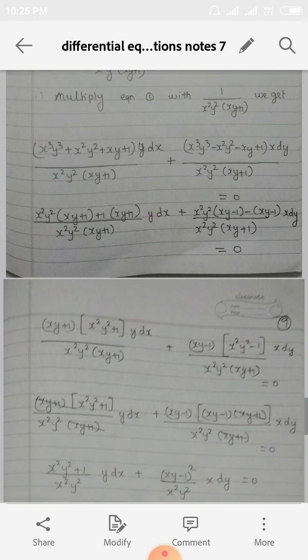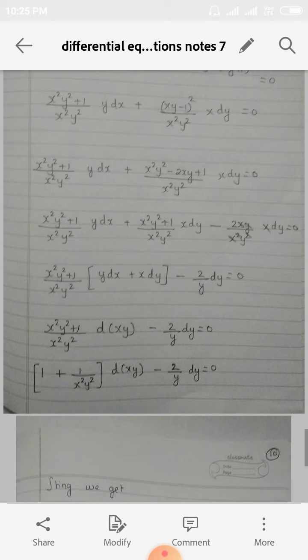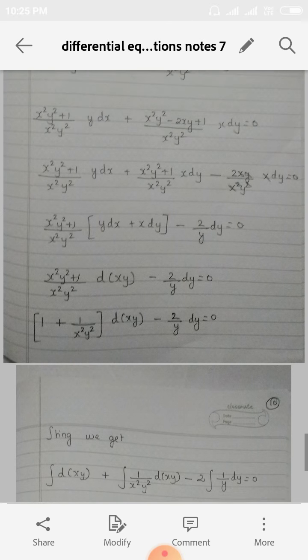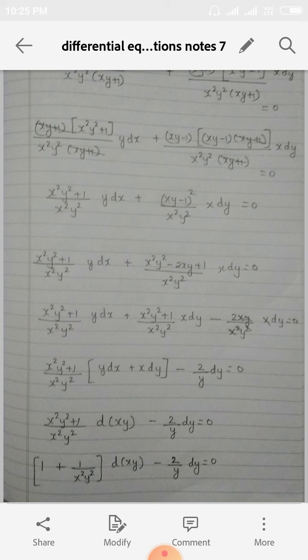After rearranging the terms, what equation do we get? (x²y² + 1)/(x²y²)·y dx + (x²y² + 1)/(x²y²)·x dy − 2xy/(x²y²)·x dy = 0. The next step, take (x²y² + 1) divided by x²y²: we get y dx + x dy, and here the x gets cancelled, so we get −2/y dy = 0.